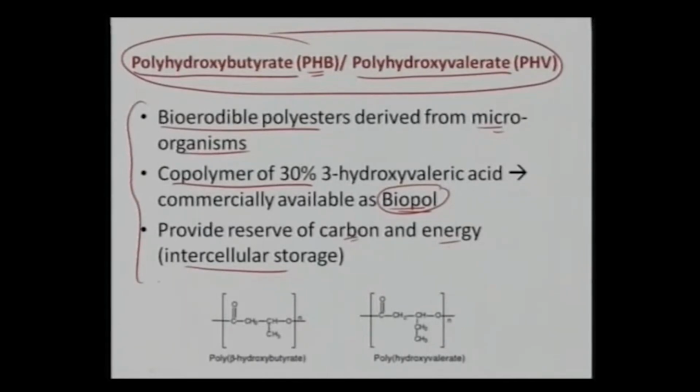So in this case we can see that PHB is one of the crystalline materials, and it is a little brittle in nature, whereas the combination of polyhydroxyvalerate and polyhydroxybutyrate makes it more flexible. And in this case there is a combination which is now available by copolymerization, because PHB is much more crystalline and this one is much more flexible. So it is now available as a commercially available copolymer known as Biopol.